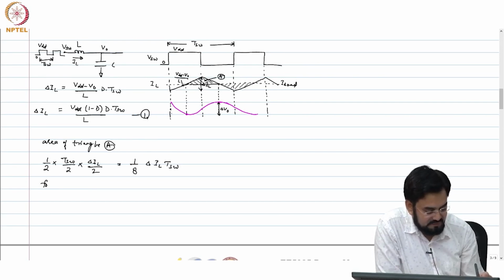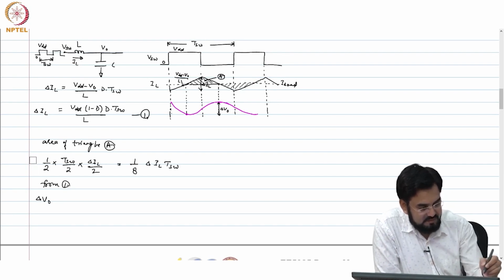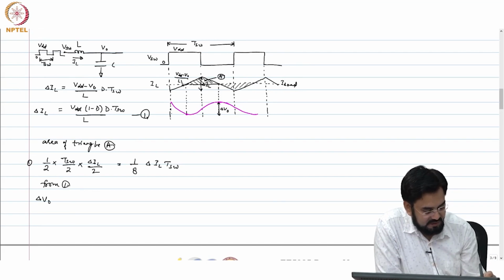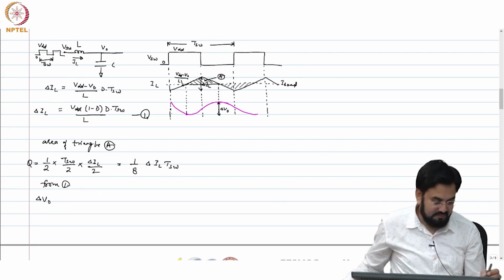So, from 1 here, so this is your delta. So, if I call it Q or Q naught, Q naught equal to 1 by 8 delta IL.